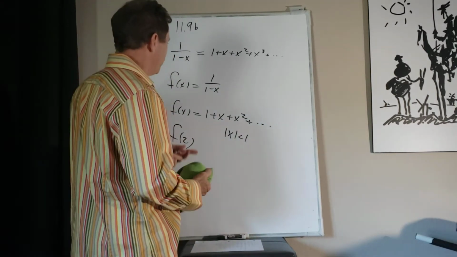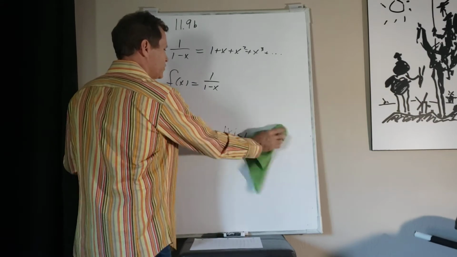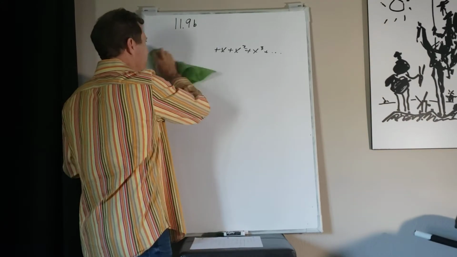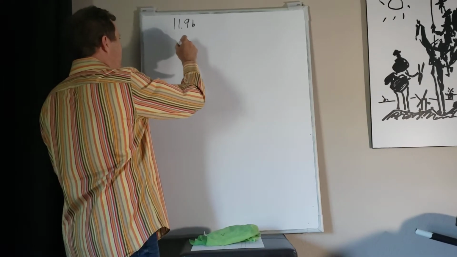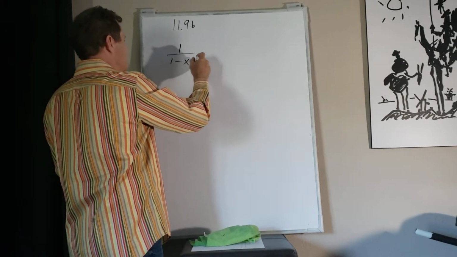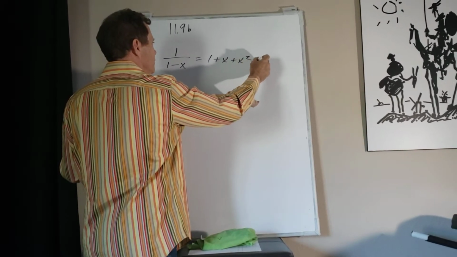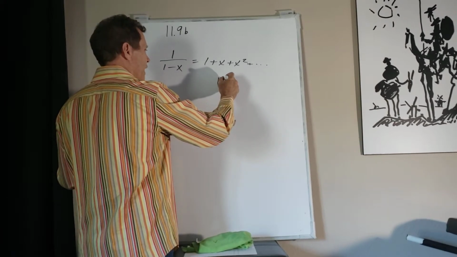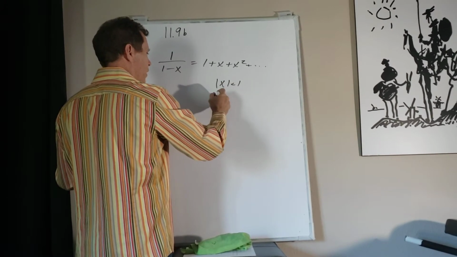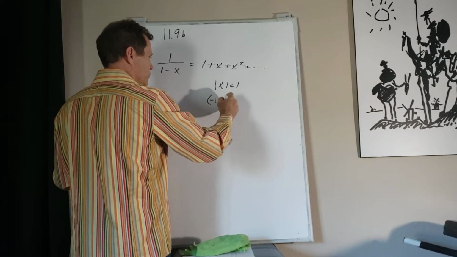And then we took derivatives and integrals, and how do I know what its radius of convergence is? Real quick, suppose I know that 1 over 1 minus x is equal to 1 plus x plus x squared plus dot dot dot. This guy's radius of convergence, I've got to have the absolute value of x less than 1, so its radius of convergence is 1, and its interval of convergence is -1 to 1.